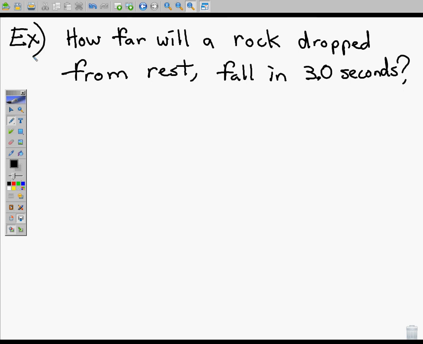How far will a rock, dropped from rest, fall in 3 seconds? Use the great displacement formula.